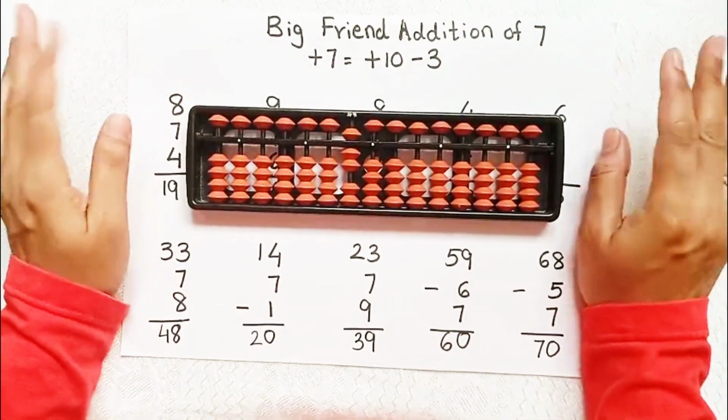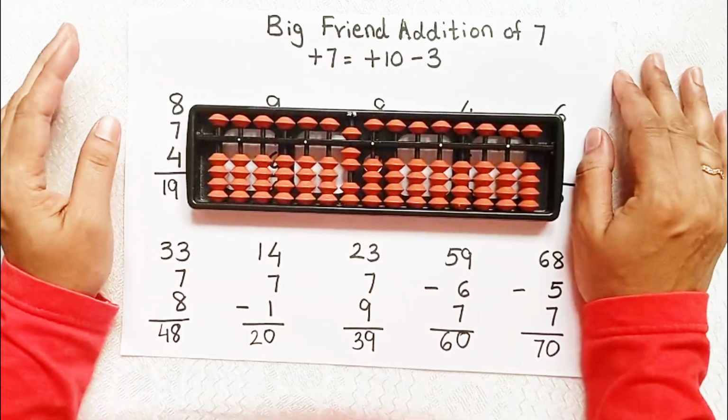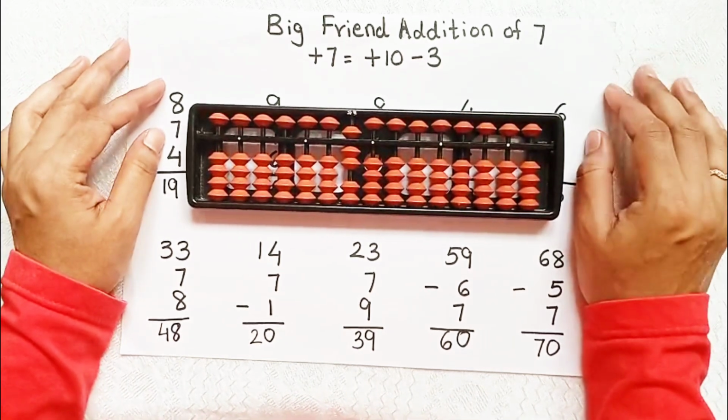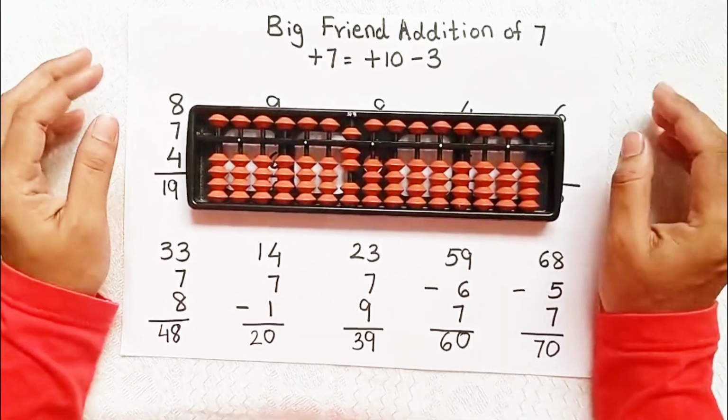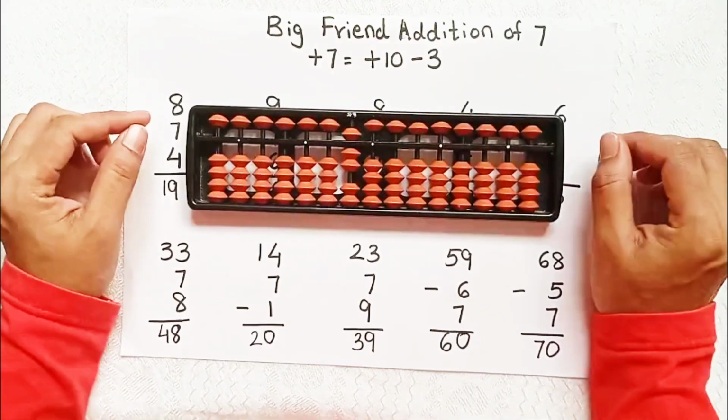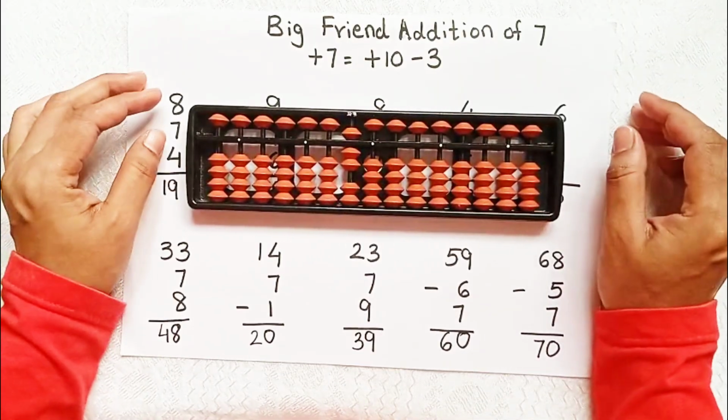We have solved all of these questions using big friend addition of 7 formula. If you have any doubt regarding when and how to use this formula, please write to me in the comment section below.